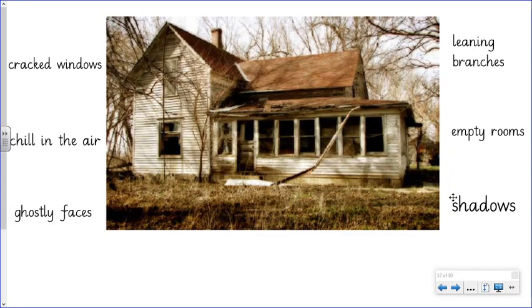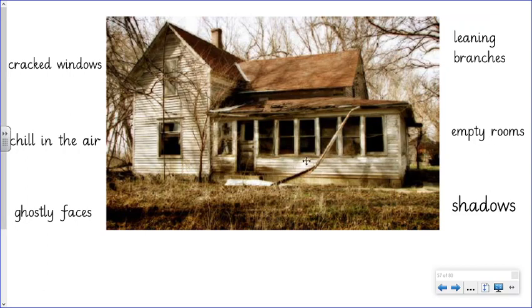Okay, so I came up with these few things. I feel like we've got some cracked windows. There's definitely some along the bottom here. I can see that there's definitely a chill in the air because it looks like the sun is actually out, but it doesn't look like a warm picture at all, does it? The next thing I've written down is ghostly faces, because I think this looks like a person standing in the window, and I'm pretty sure something's going on here as well. Bit creepy, but yep. I've also got leaning branches, because the branches from the trees are sort of leaning over the house like they are trying to protect it.